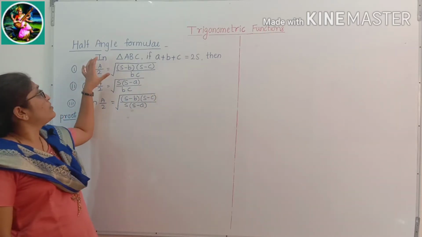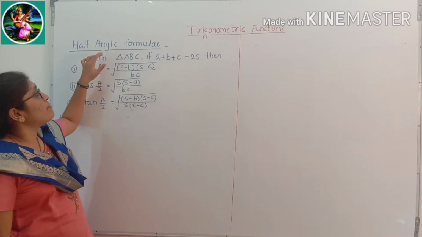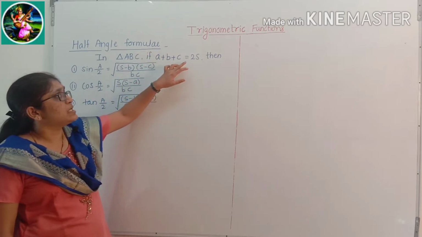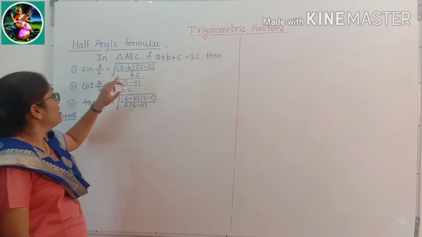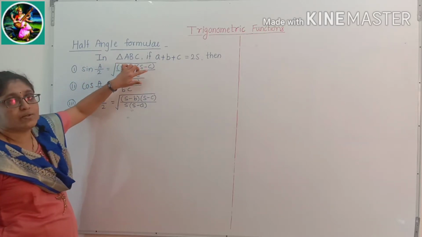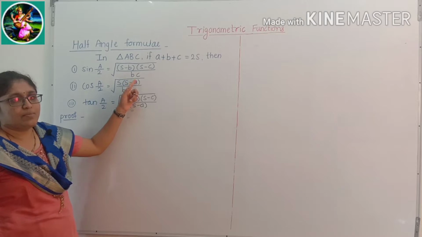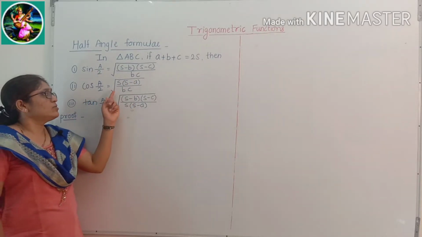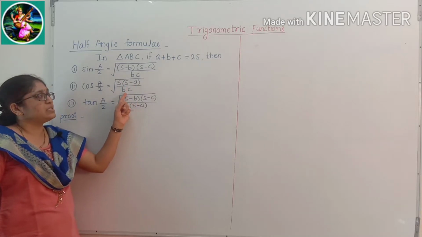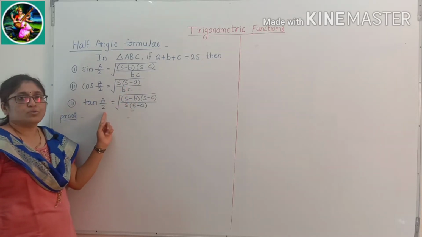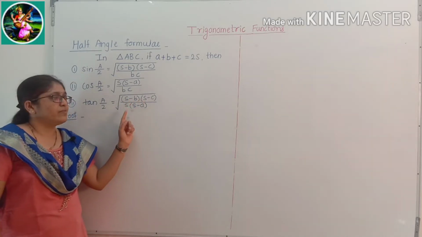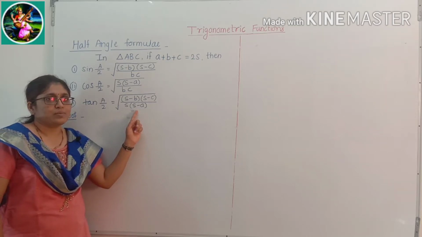The first application is half angle formulae. In triangle ABC, if a plus b plus c is equal to 2s, then sine of A upon 2 is equal to square root of (s minus b)(s minus c) divided by bc, and cos of A upon 2 is equal to square root of s(s minus a) divided by bc, and tan of A upon 2 is equal to square root of (s minus b)(s minus c) divided by s(s minus a).